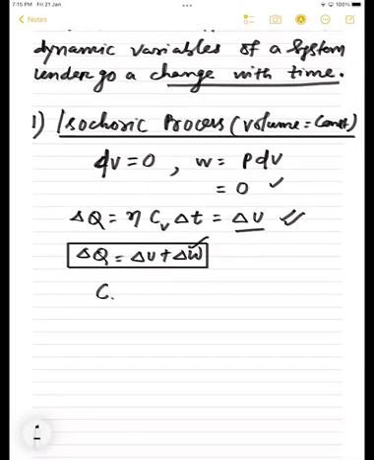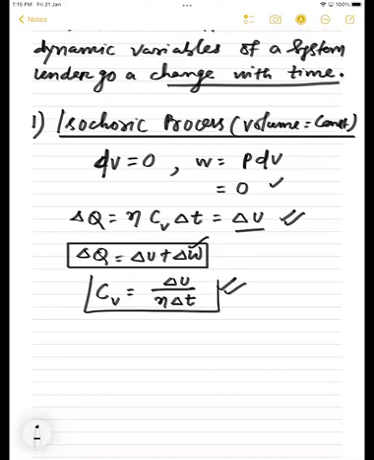So from here only we can find Cv is equal to the change in internal energy, delta U, by n delta T, right? Is that clear? Understood, students? Yes. This is for the case of isochoric process.